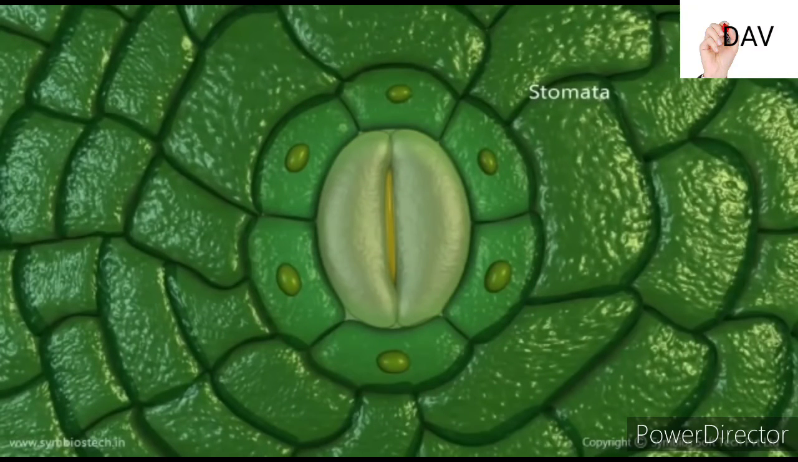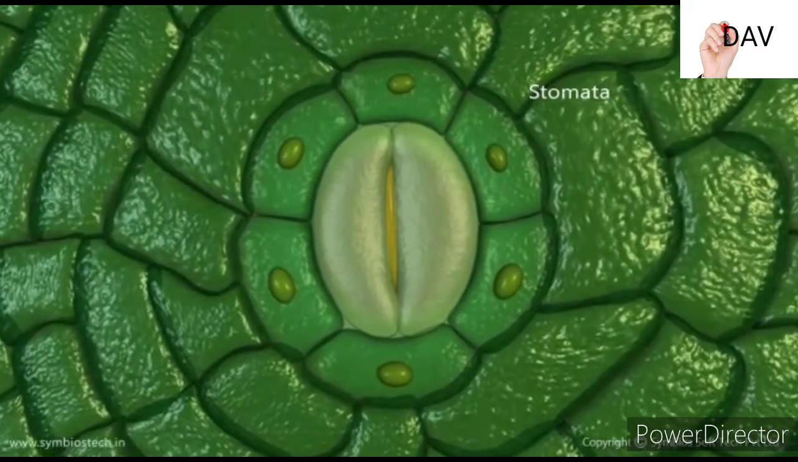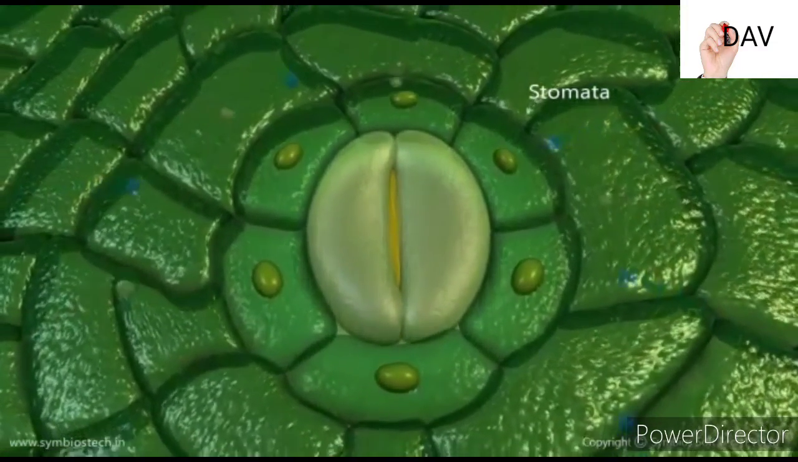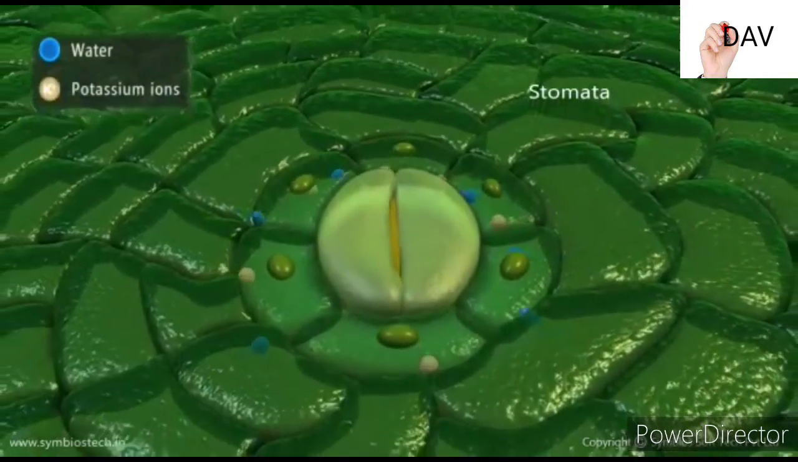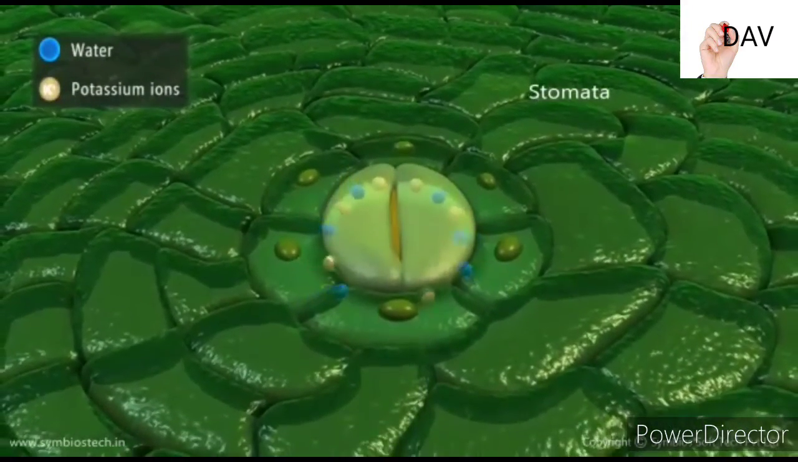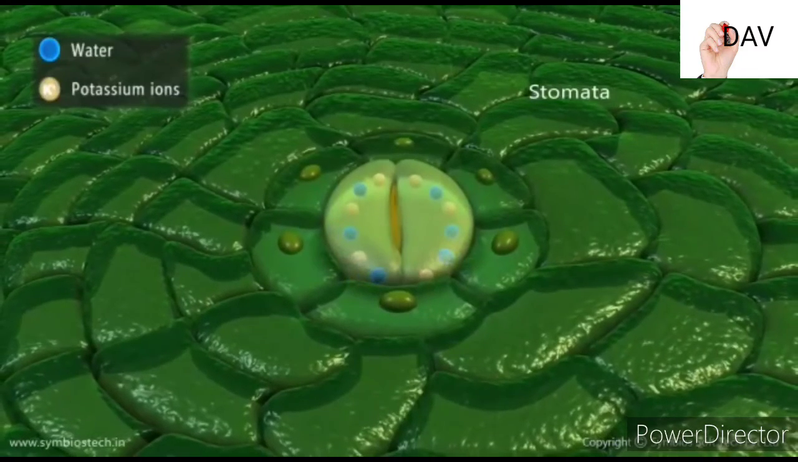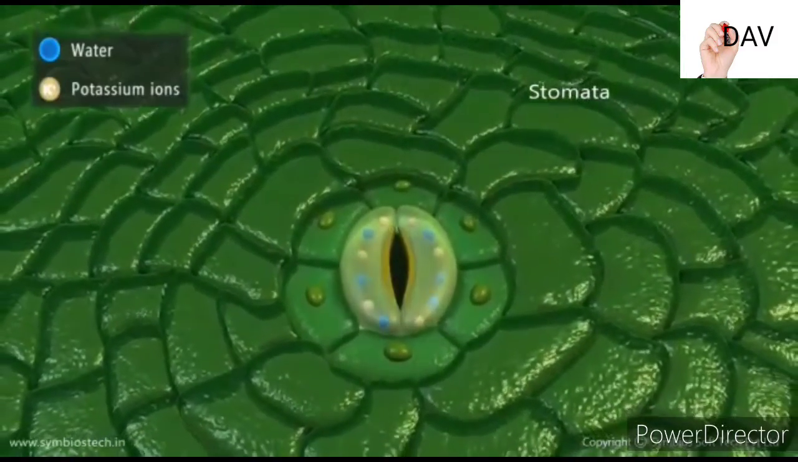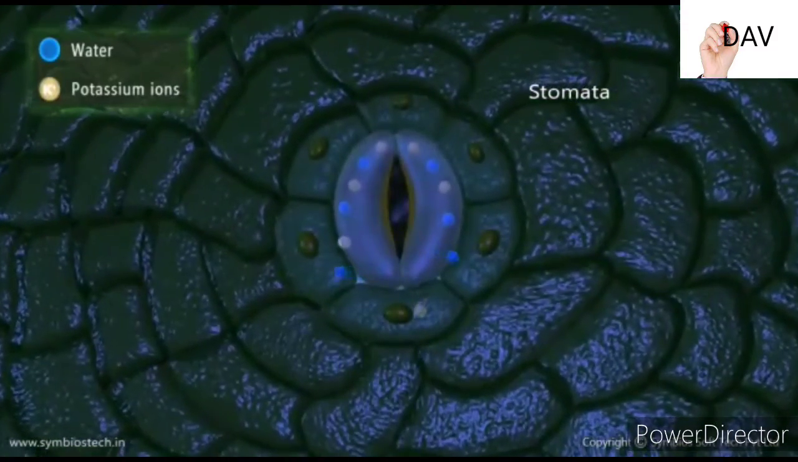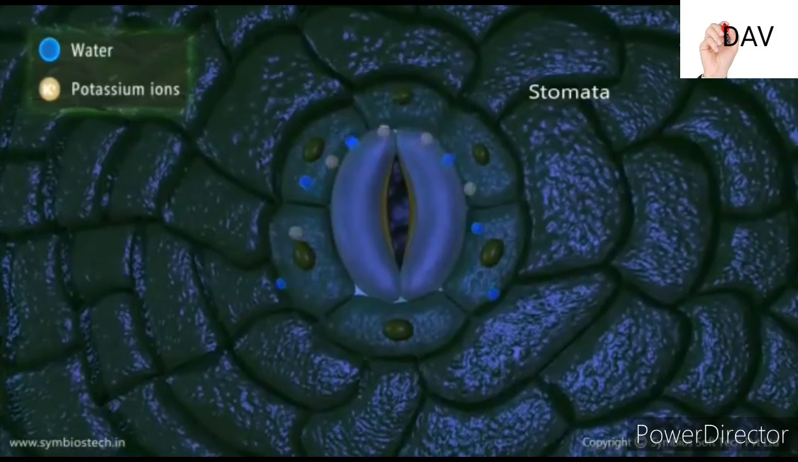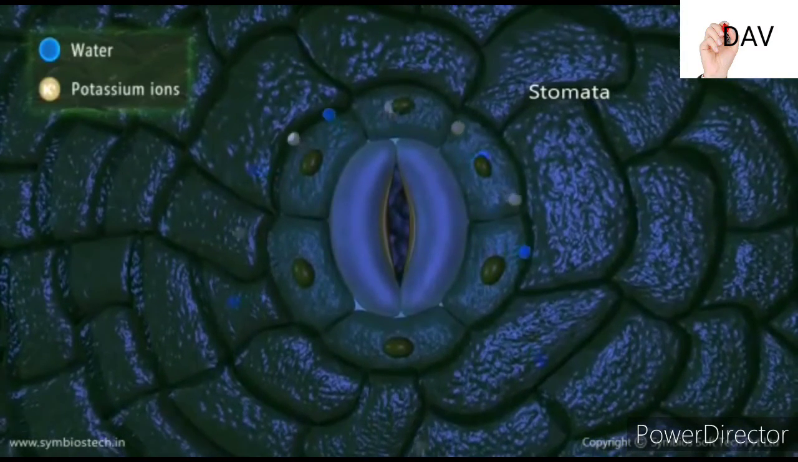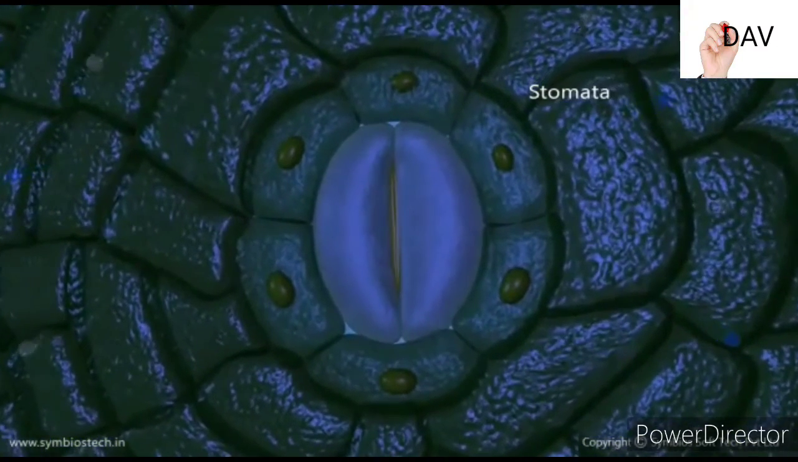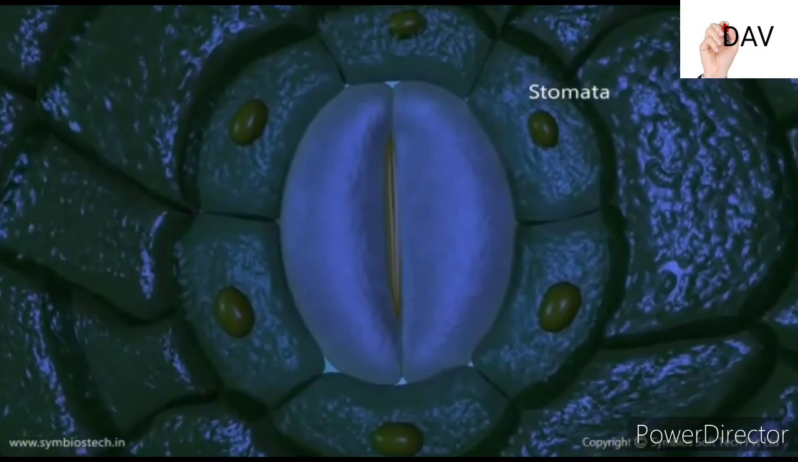In stomata cells, we have two guard cells. In morning time, the water molecules move in with potassium ions. They will reach the stomata and change the shape of the guard cells, and it will open. Through that, the water molecules will get out. During night time, the water molecules and potassium ions move out of the guard cells. That's why the stomata cells are closed.